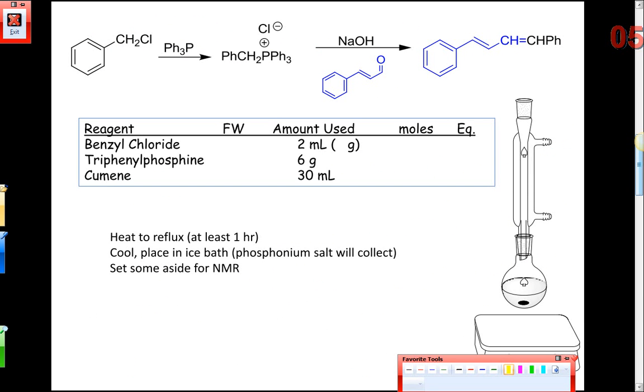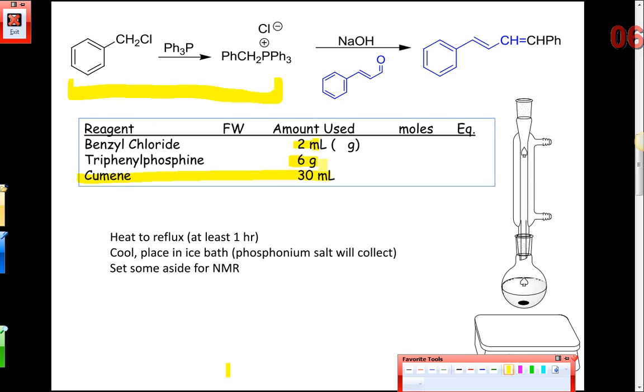Okay, let's look at the nuts and bolts of carrying out this reaction. First, we're going to combine the benzyl chloride with triphenylphosphine. Benzyl chloride is toxic, so do be careful with it. Wear gloves, handle it in the hood. We're going to combine 2 mL of benzyl chloride with 6 grams of triphenylphosphine. Our solvent is going to be cumene today.